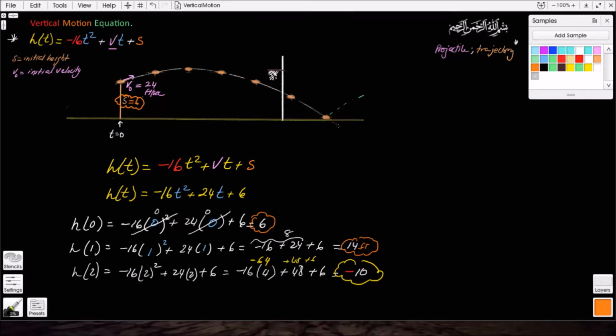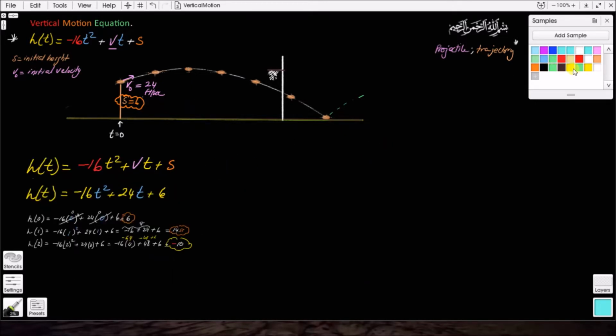So if the ball were to continue like this, it would be like 10 feet below ground over here. That's what that means, okay? So this is a mathematical model, but we have to apply real life parameters to this mathematical model. What this tells us is that the basketball lands on the ground somewhere between 1 and 2 seconds, right? Because 1 second after it's shot, it's at 14 feet, and then at 2 seconds it's at -10 feet, so it's below ground already, okay?